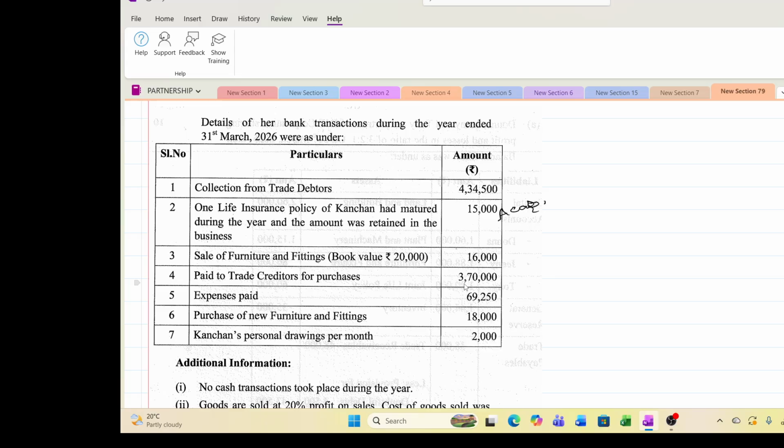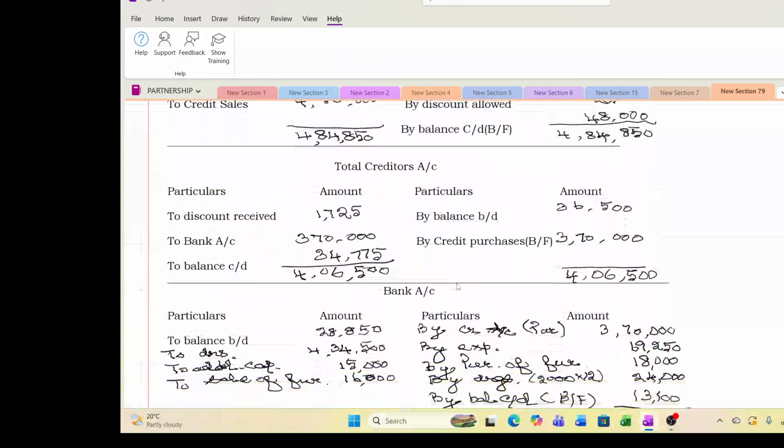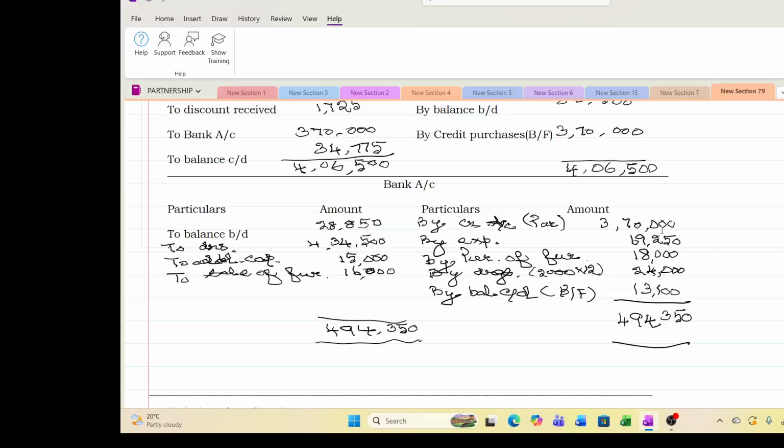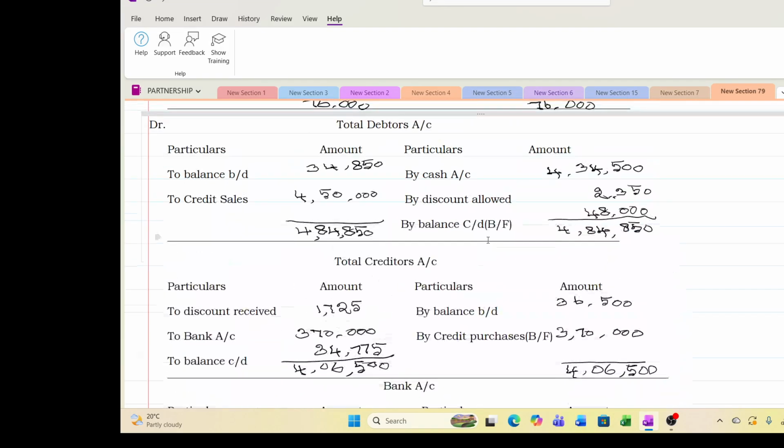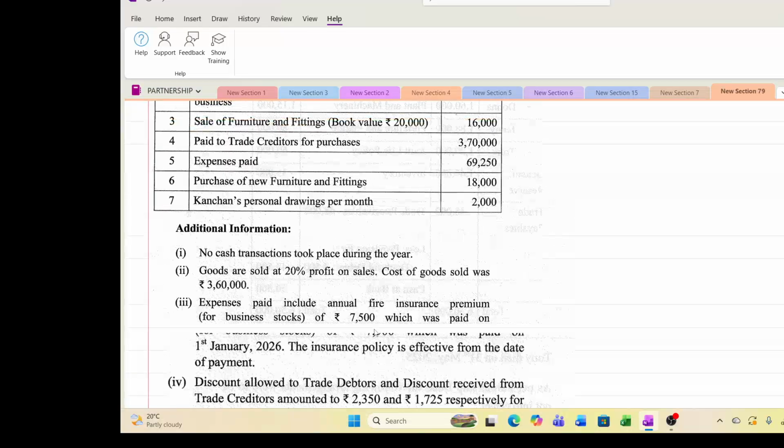Paid to creditors. So bank money has gone out of the bank. 3,70,000, and this will appear in your creditors account also. Okay, in bank account 3,70,000 is paid to creditors, and in your creditors account to bank account 3,70,000. So both the places it was recorded. Expenses paid 69,250. But there is an adjustment here.